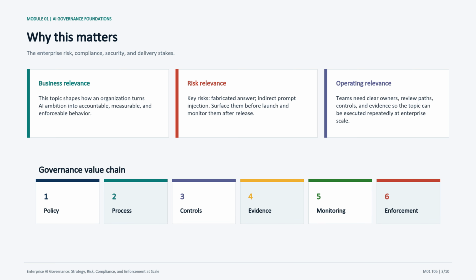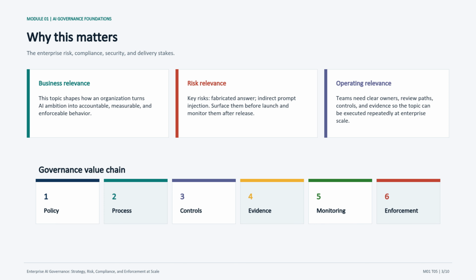The risk side is especially important here. For this topic, the common failure modes include fabricated answer, indirect prompt injection, and unsafe output. I would pause on each one and ask the class, what would the first warning sign look like in production? The value chain along the bottom is the through line for the rest of the deck. Policy becomes process, process becomes controls, controls create evidence, monitoring detects change, and enforcement acts when the system is live.